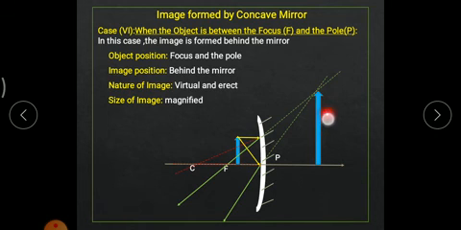And as you can see, this blue arrow is erect. Hence, the nature of the image is always virtual and erect. The image position is behind the mirror and the size of the image is magnified. As you can see, this object is very small and this is a magnified image of the object.